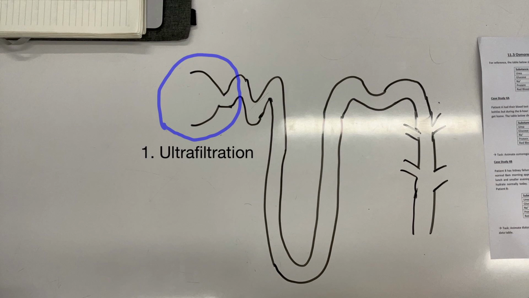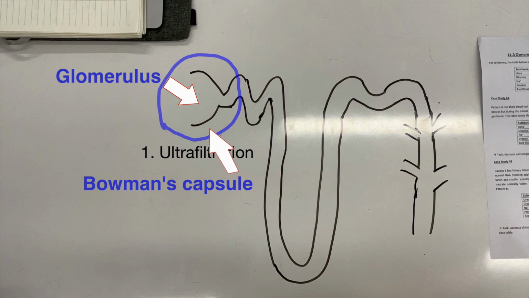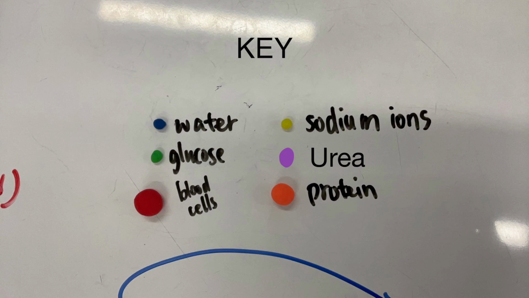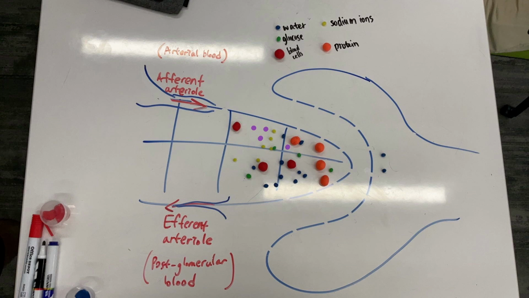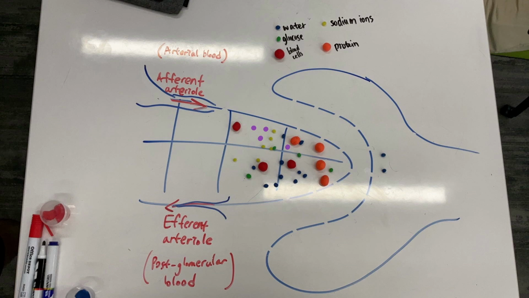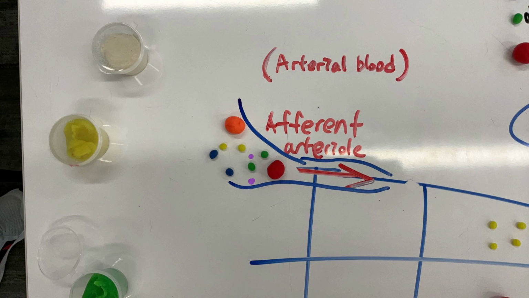The process of ultrafiltration occurs between the glomerulus and the Bowman's capsule. The arterial blood contains water, ions, glucose, urea, blood cells, and other proteins. The arterial blood is transported to the glomerulus via the afferent arteriole. The arterial blood flows through the glomerulus, a fenestrated capillary system.